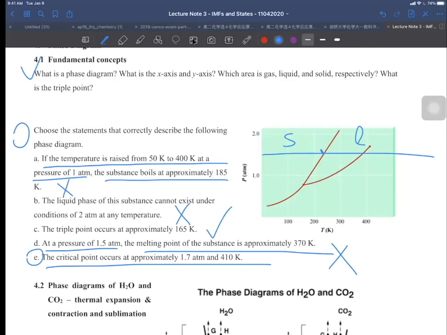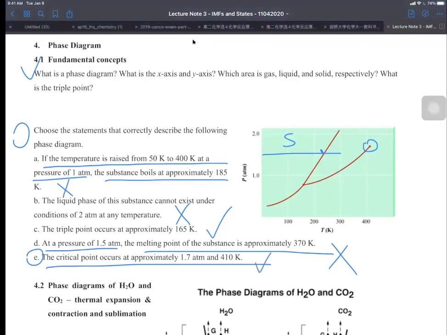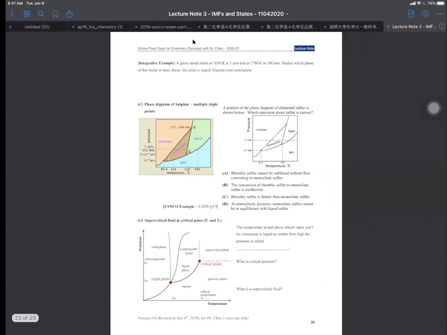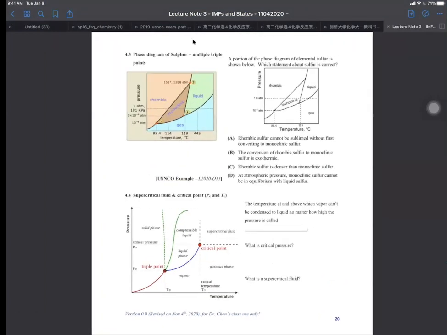We didn't talk about the critical point yet, but anyway, it should be this point. The point here is called the critical point. We are going to talk about the critical point later, okay? Is this correct? Around 1.7 and 410? Yes, right? Okay, let's talk about the critical point first.